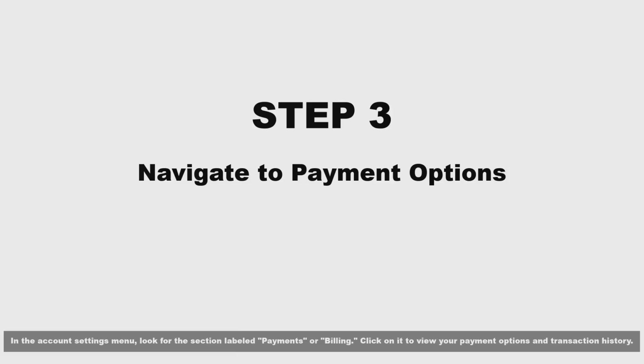Step 3. Navigate to Payment Options. In the Account Settings menu, look for the section labeled Payments or Billing. Click on it to view your payment options and transaction history.